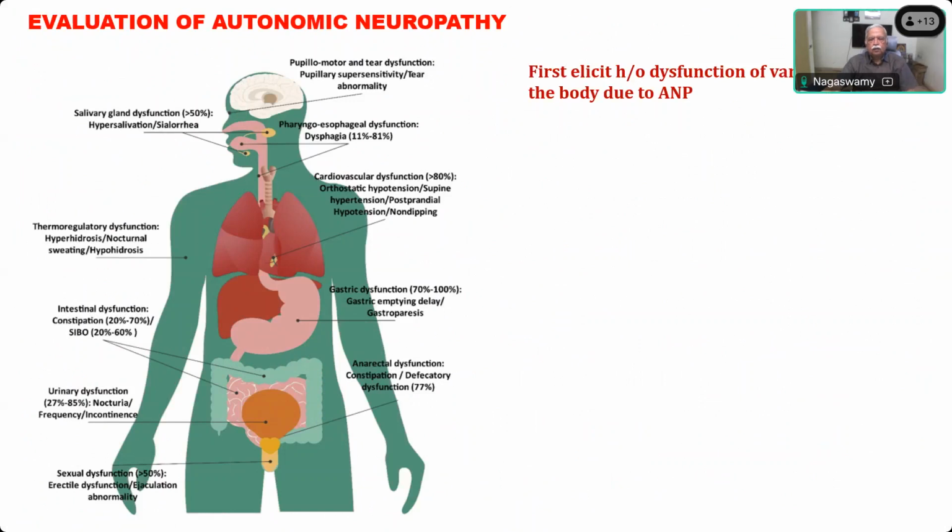So the first thing we have to know in evaluation of the autonomic nervous system is what are all the various systems that are controlled and affected if the autonomic nervous system is not functioning properly. That can start from head to foot: pupillomotor and tear dysfunction, pupillary sensitivity, tear abnormality. These are all the things which you can elicit by taking a proper history. That itself is the first and foremost step in the evaluation.